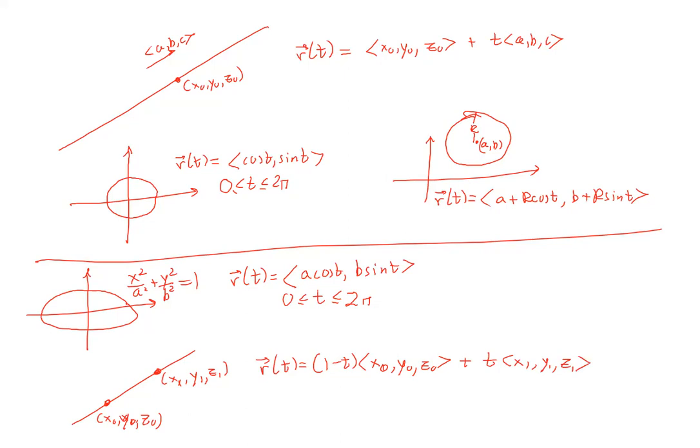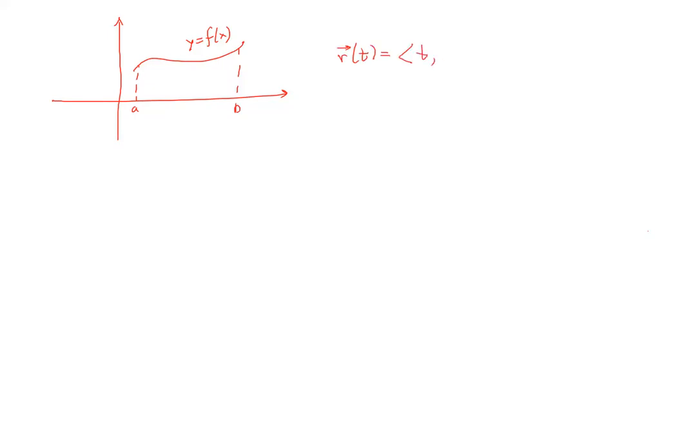An important general parameterization that we should all know is that of the graph of a function. So let's say that you have the graph of a function from the point a to the point b. Then this can be parameterized by t comma f of t. That's how you generate the points on a graph for t between a and b. We could give more, but these are the most important ones.